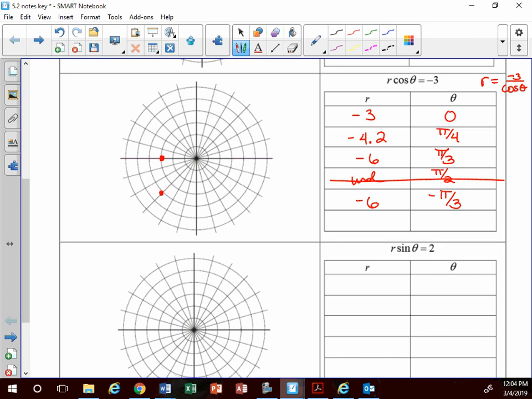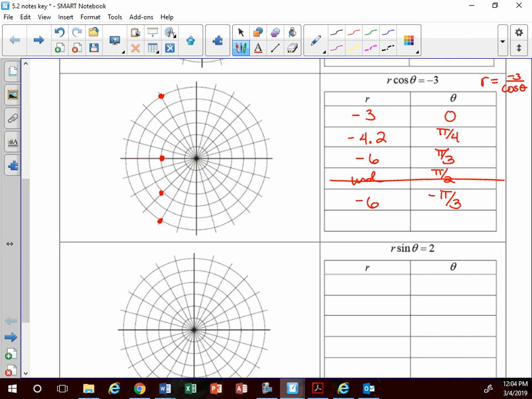All right. Negative 6, pi over 3. Where does that put me? Still third quadrant, right? It's like down here. What about negative 6, negative pi over 3? What does that do? Takes you to the second quadrant, yes. Okay. What do you see? It's just a vertical line. It is a vertical line, okay.